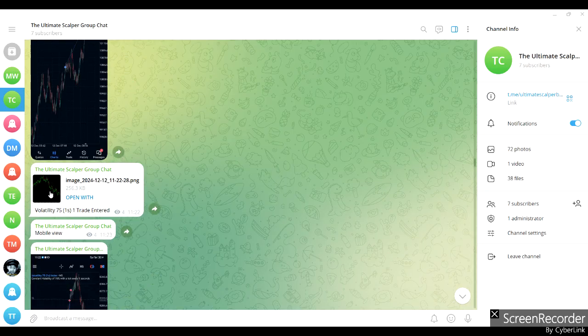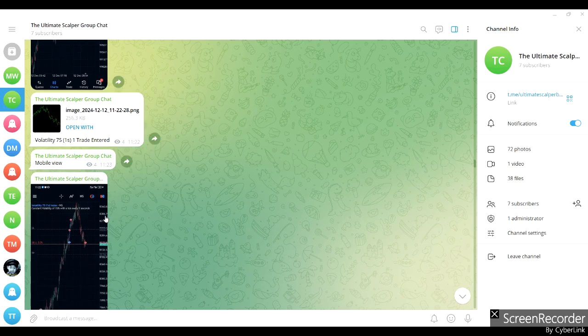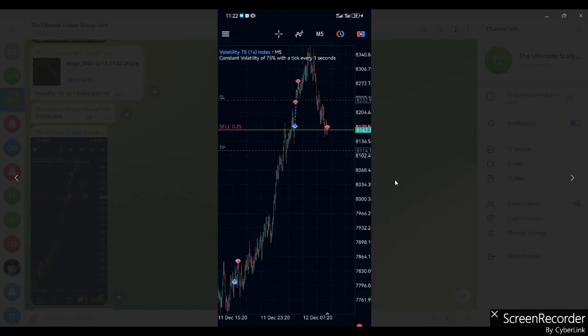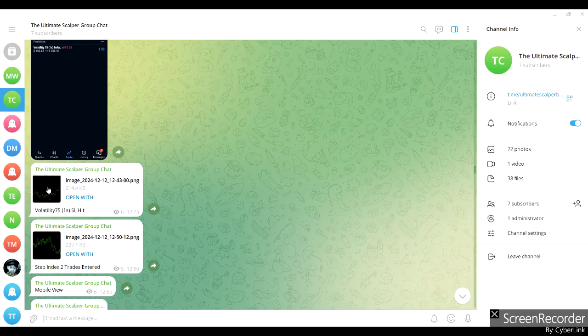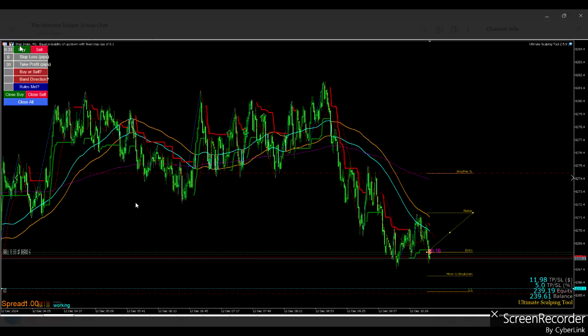One minute, and then I took a trade again. This was volatility 75 1S. It broke my green line. I took an entry, it retraced same time. I think I took a late entry here. Yeah, I took a late entry. This is how it was looking on the phone. This was the balance, and then it hit my stop loss. From here it went straight to hit my stop loss, we are down to 239.61.